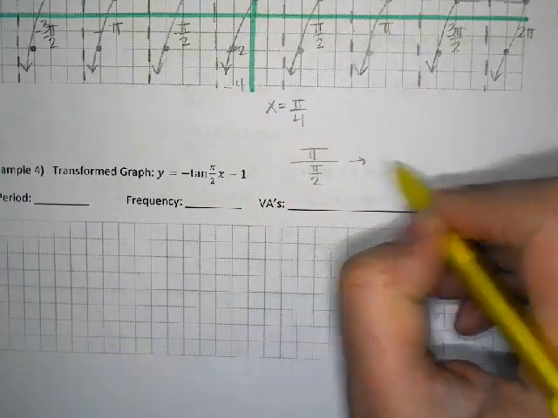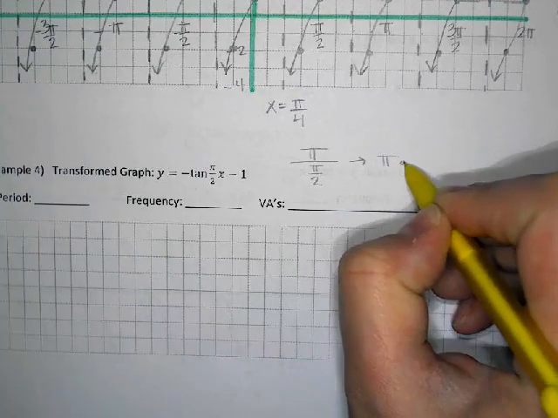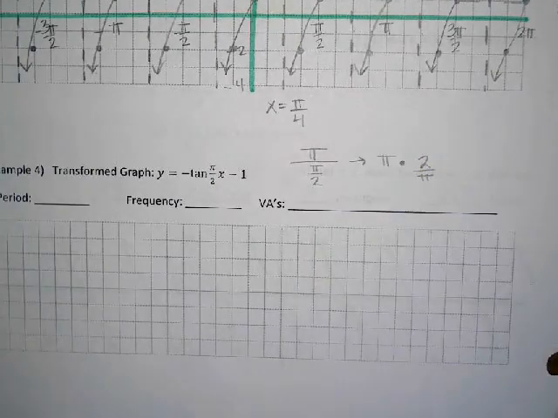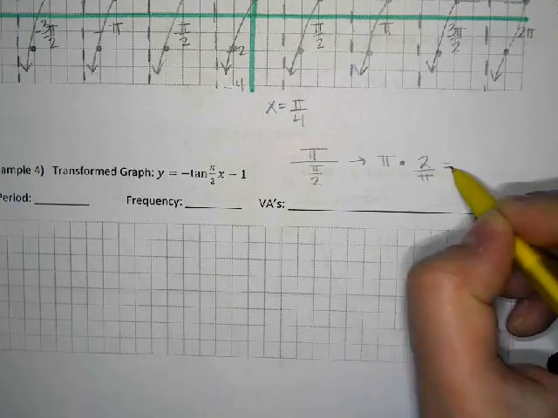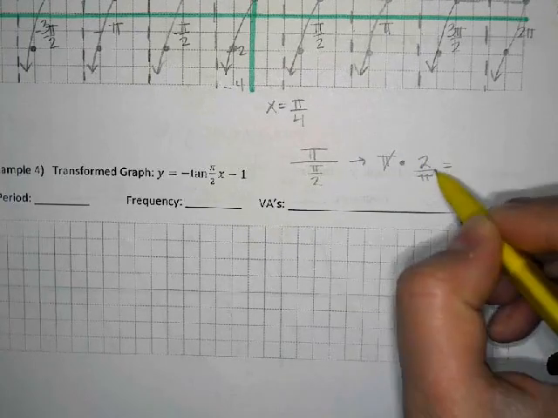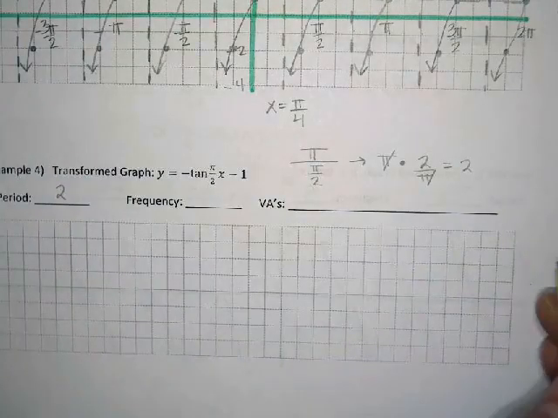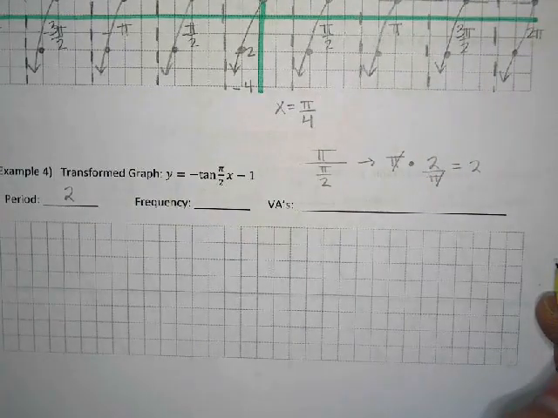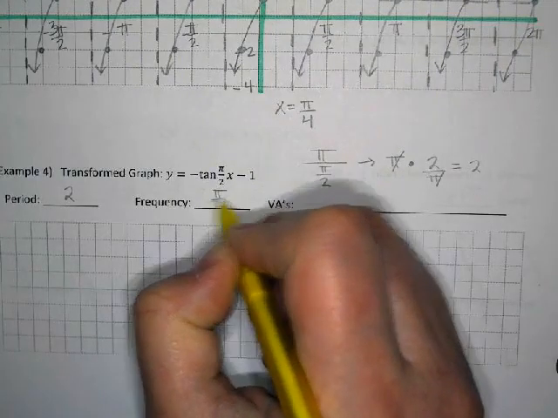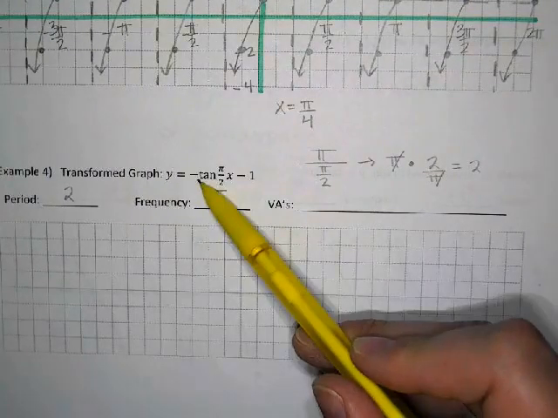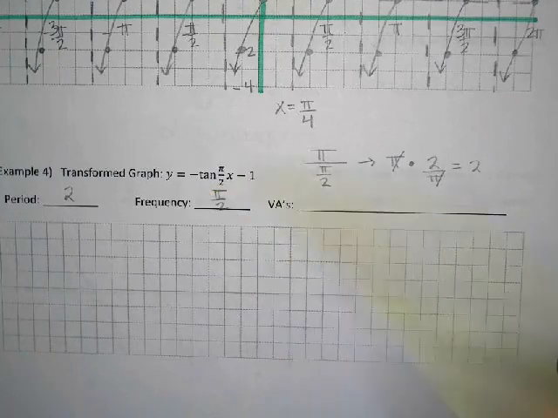Okay, so we're going to do keep it, change it, flip it. So pi, multiplication problem, flip that, 2 over pi. So what is the period of this graph going to be? 2. The pi's are going to cancel, we're just going to get 2. So the period of this graph is 2. What is the frequency for this graph? Pi halves. Okay. Tangent graphs do not have amplitude, but this graph does not have a stretch factor, so it's still going to be just one.